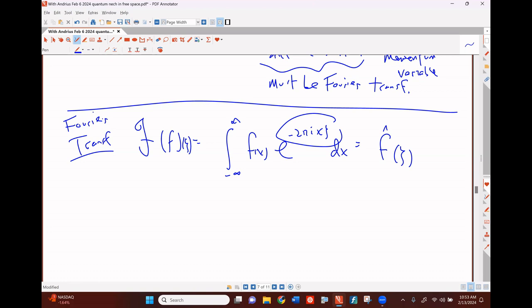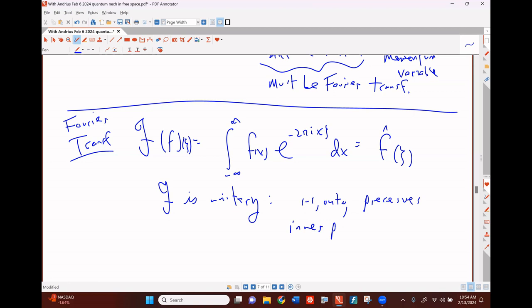And the reason why we do it this way is that this is unitary. That's why mathematicians like this particular formula. In other words, F is a unitary operator on Hilbert space, which means that it preserves inner products. So it's 1-to-1, onto, and preserves inner products and lengths. If it preserves inner products, it also preserves the norms of functions.